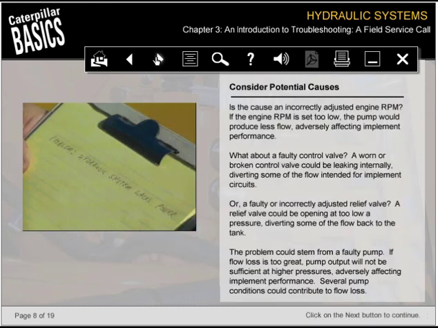Is the cause an incorrectly adjusted engine RPM? If the engine RPM is set too low, the pump would produce less flow, adversely affecting implement performance. What about a faulty control valve? A worn or broken control valve could be leaking internally, diverting some of the flow intended for implement circuits. Or a faulty or incorrectly adjusted relief valve. A relief valve could be opening at too low a pressure, diverting some of the flow back to the tank. The problem could stem from a faulty pump. If flow loss is too great, pump output will not be sufficient at higher pressures, adversely affecting implement performance.